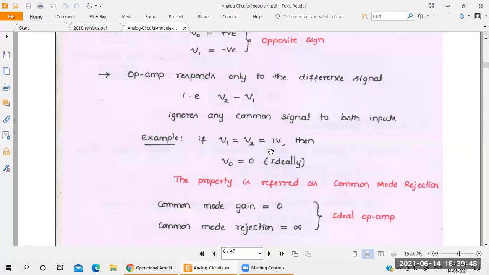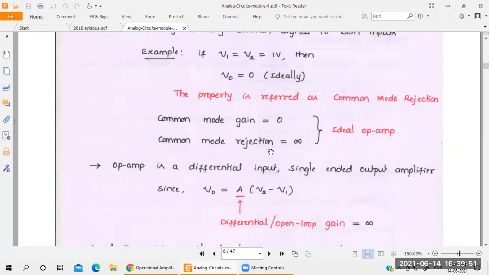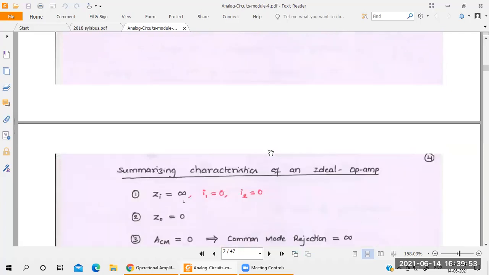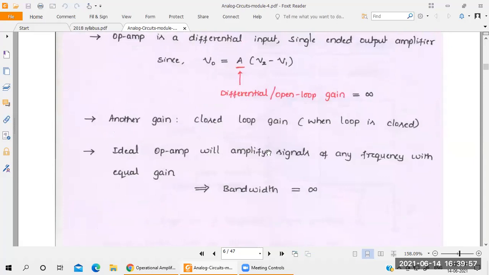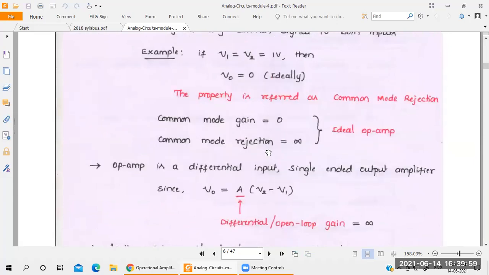For the next class, I'll start with the characteristics of the practical op-amp. Here I'll complete the ideal op-amp part. Next class we'll start with the practical op-amp.